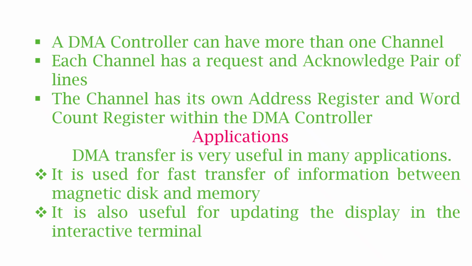There are a few applications of DMA transfer. It is used for fast transfer of information between magnetic disk and memory. It is also useful for updating the display in the interactive terminal. The content of the memory can be transferred to the screen periodically by means of DMA transfer.